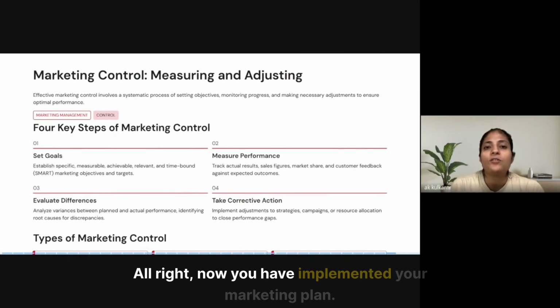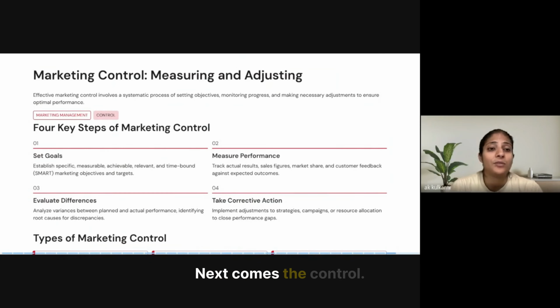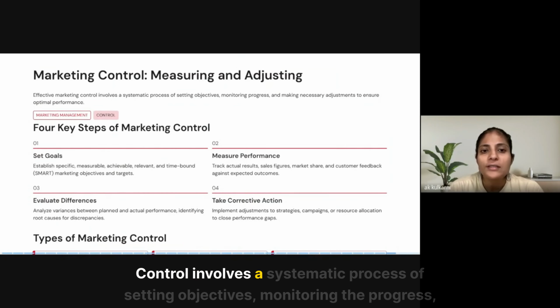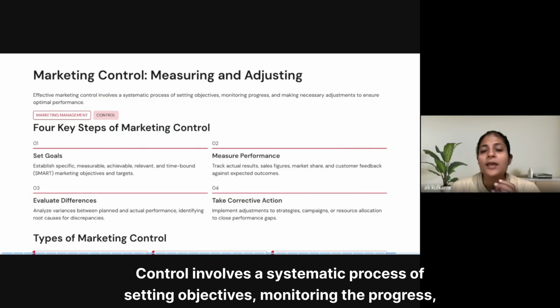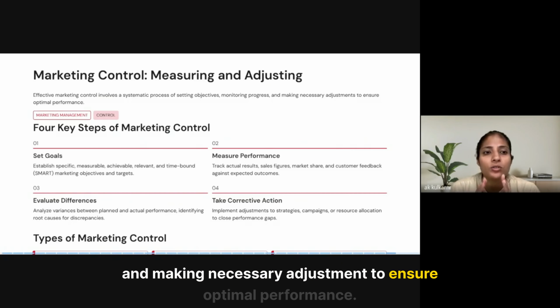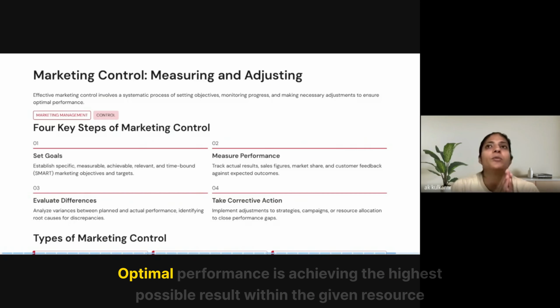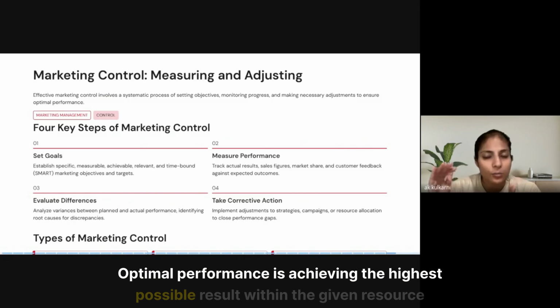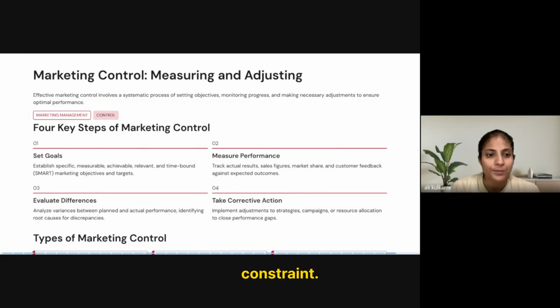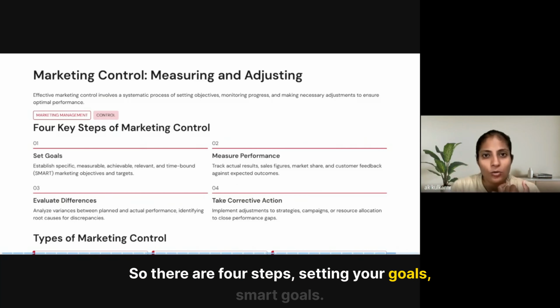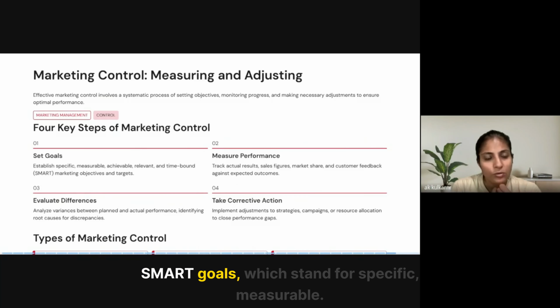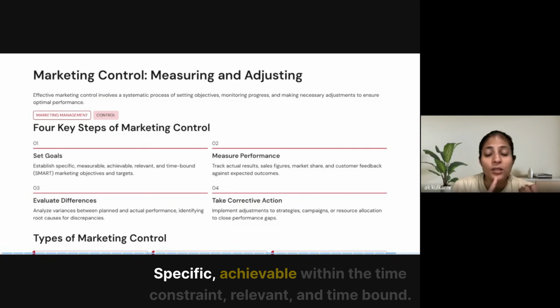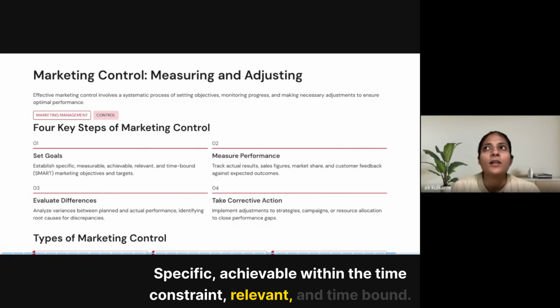All right. Now you have implemented your marketing plan. Next comes the control. Control involves a systematic process of setting objectives, monitoring the progress, and making necessary adjustments to ensure optimal performance. Optimal performance is achieving the highest possible result within the given resource constraint. So there are four steps: setting your goals, SMART goals, which stand for measurable, achievable within the time constraint, relevant, and time bound.